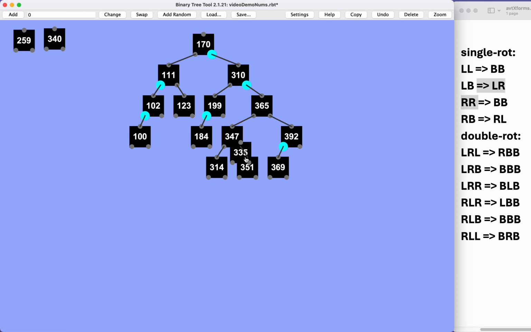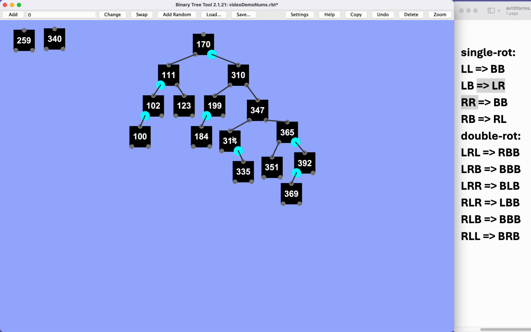335 ends up coming right down here. And I see height growth, height growth, height growth. But here, I'm already right leaning. I can't go any farther. I have a right, left, left. That ends up becoming balanced, right, balanced, and double rotation.